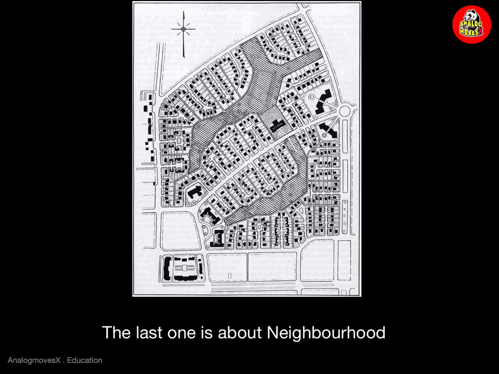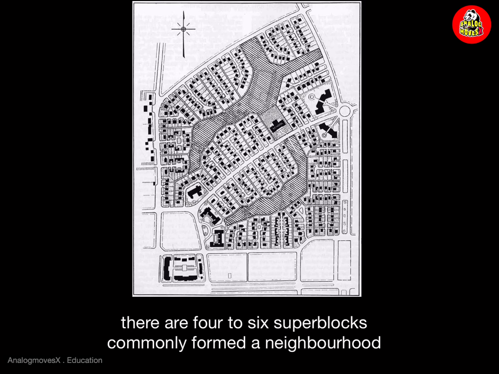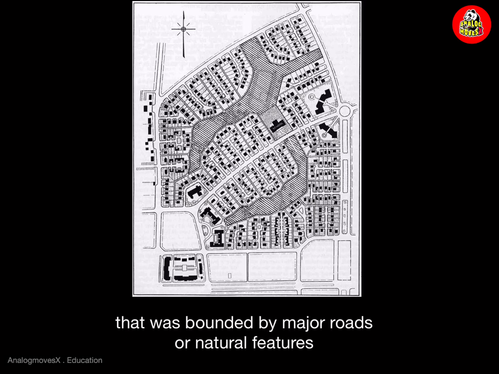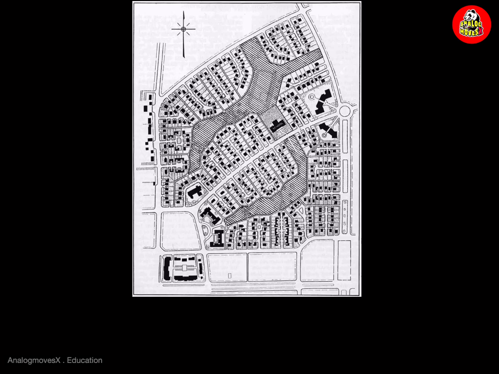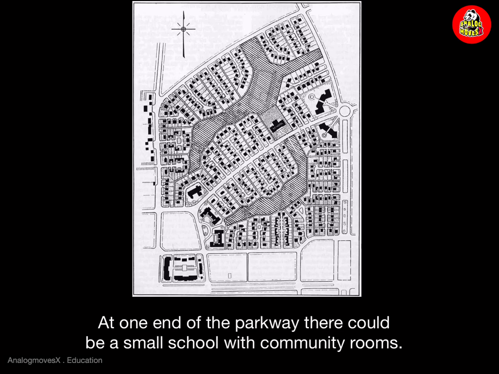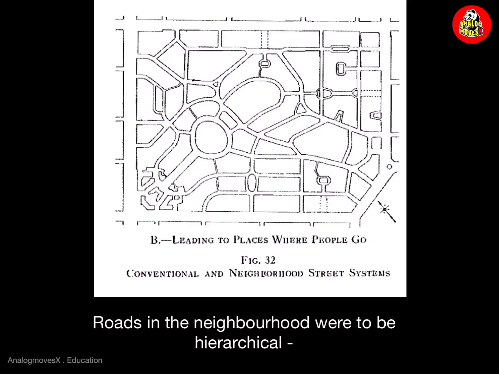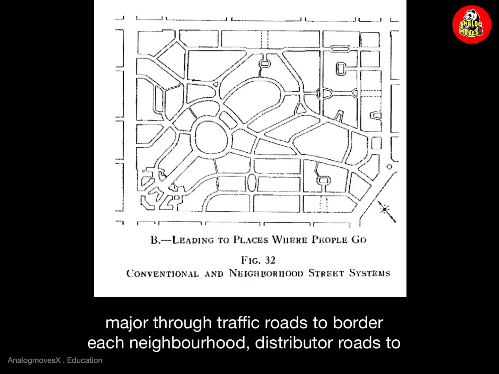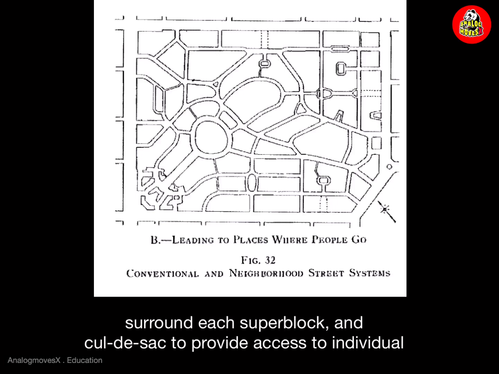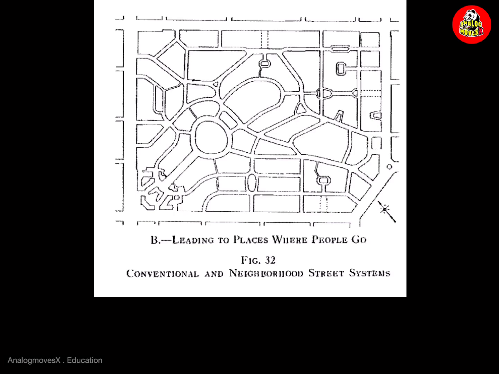The last one is about neighborhood. There are 4 to 6 blocks that commonly form a neighborhood that was bounded by major roads or natural features. At one end of the parkway there could be a small school with community rooms. Roads in the neighborhood were to be hierarchical. Major through traffic roads were to border each neighborhood, distributor roads to surround each superblock, and cul-de-sacs to provide access to individual property lots.